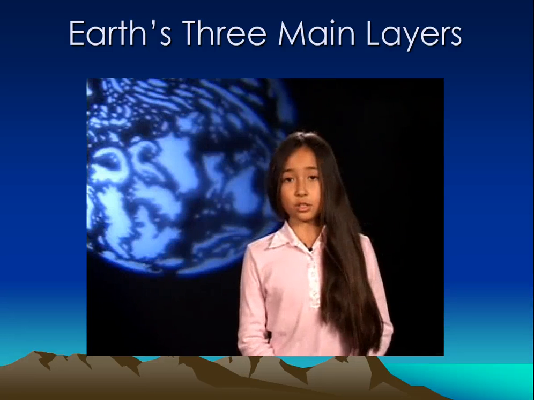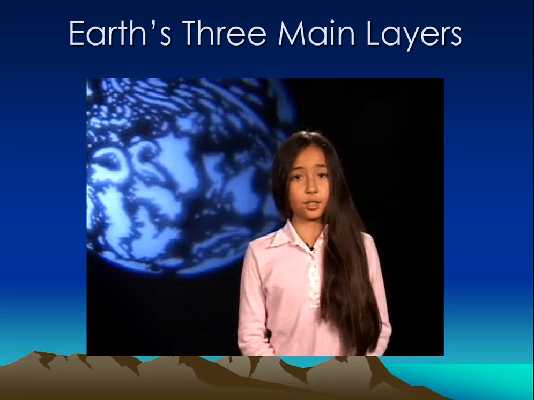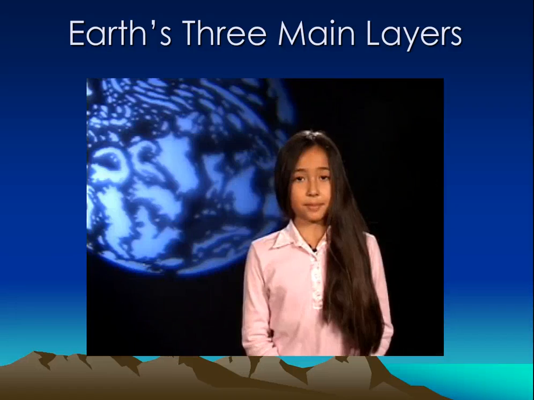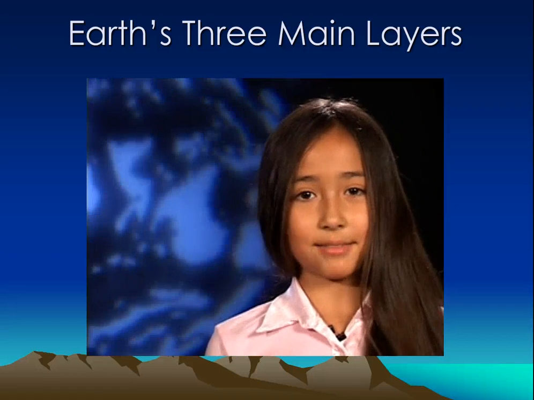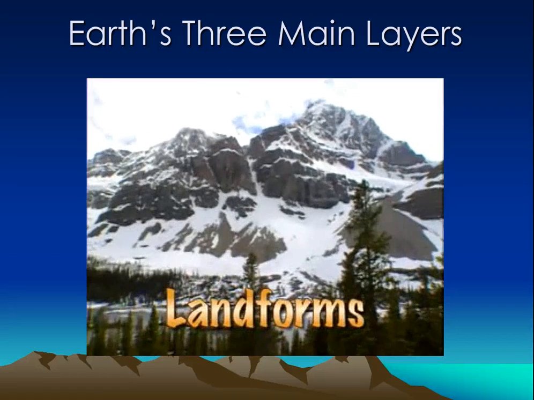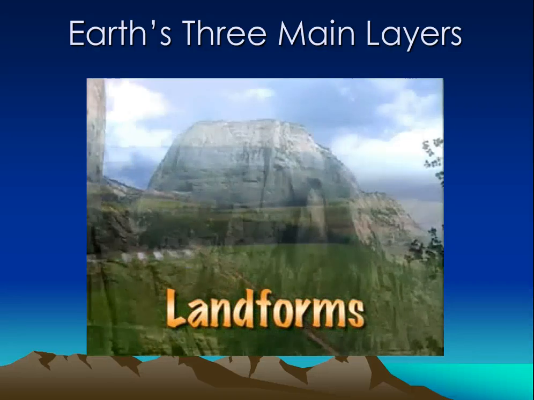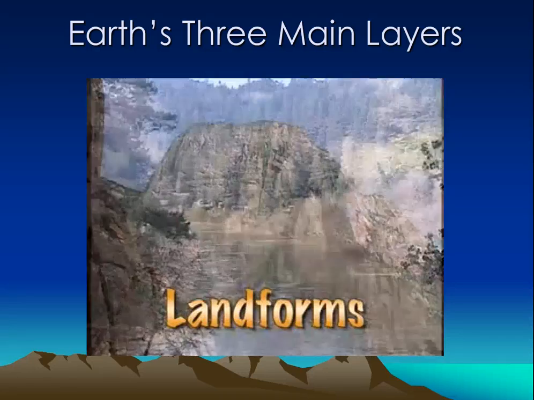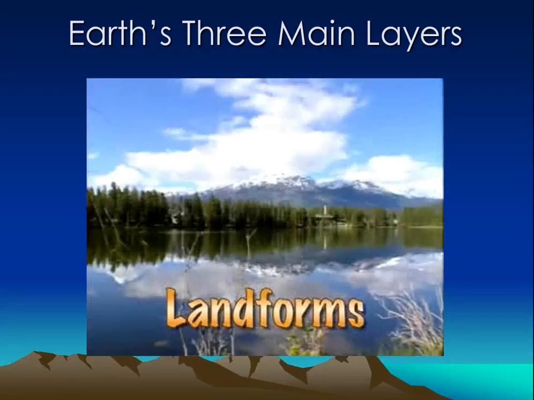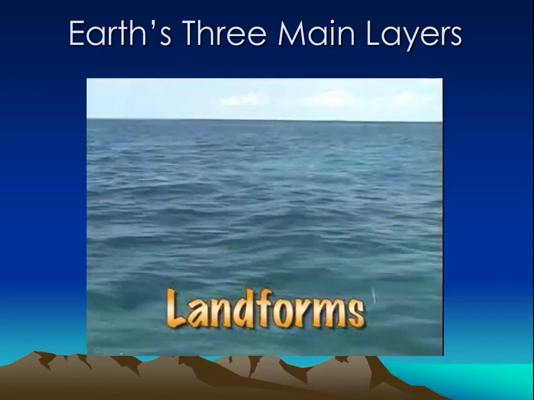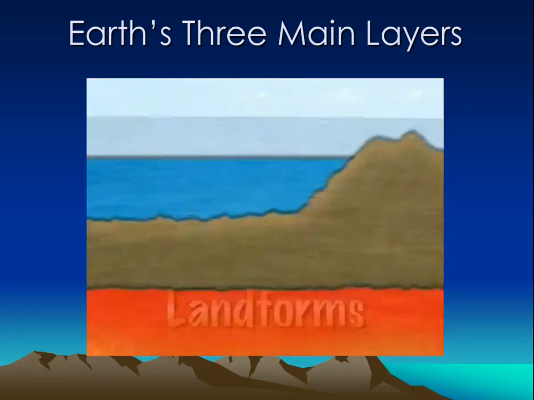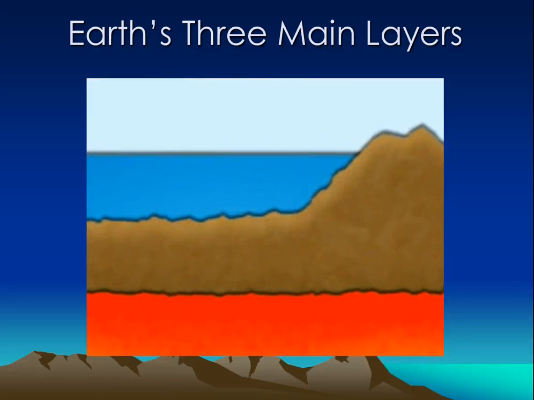Even though Earth looks smooth from outer space, it is the crust that gives it different shapes. These are called landforms. Mountains, valleys, plains, plateaus, rivers, and lakes. Under the oceans, the crust is thinnest.